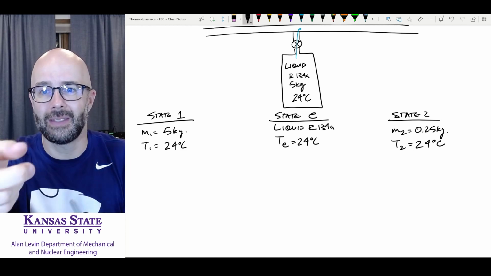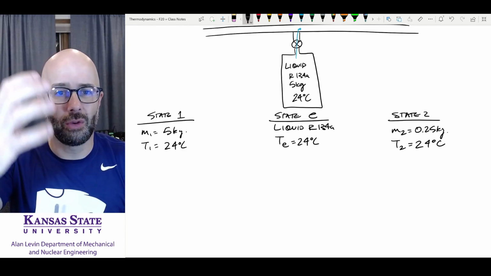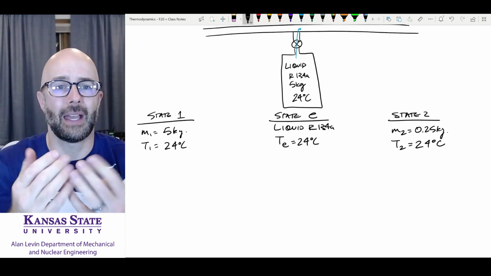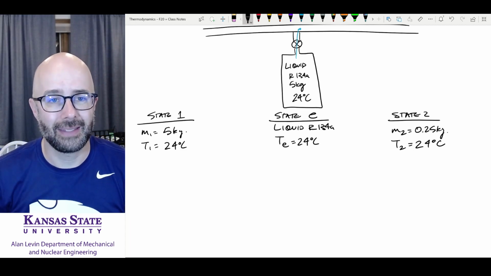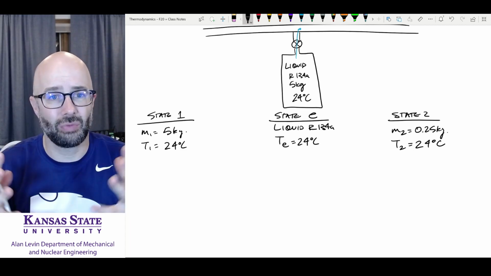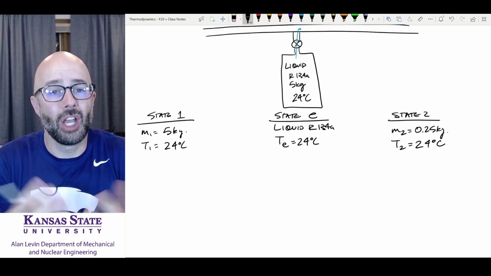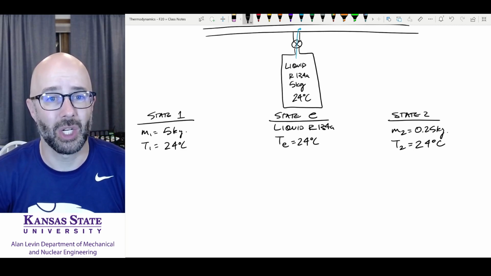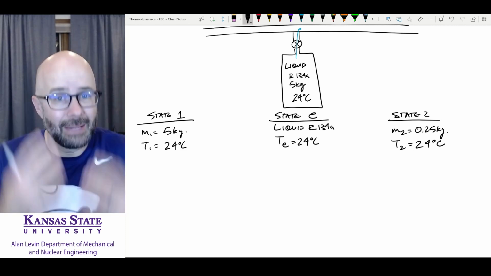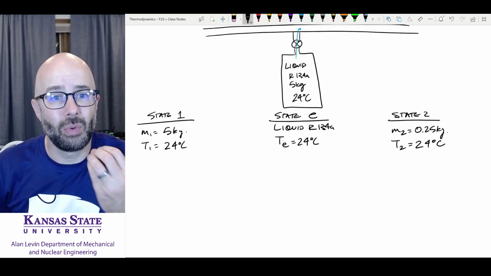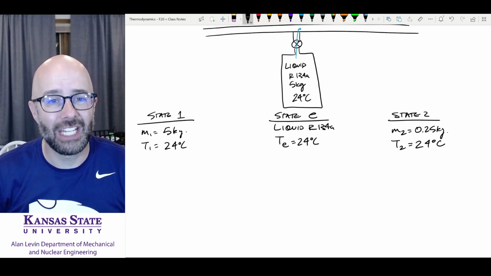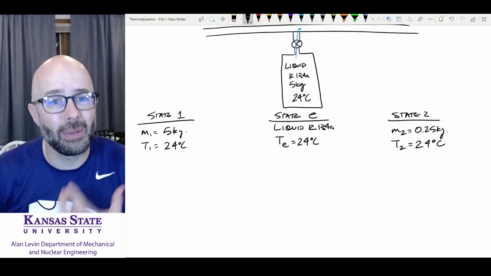In this situation, with the R134A going into the AC line, heat from the surroundings is going to go into the container to keep the temperature at 24 degrees Celsius, because if not, the temperature is going to drop. So we're trying to find out what the required heat transfer is here. We have to think through the process.